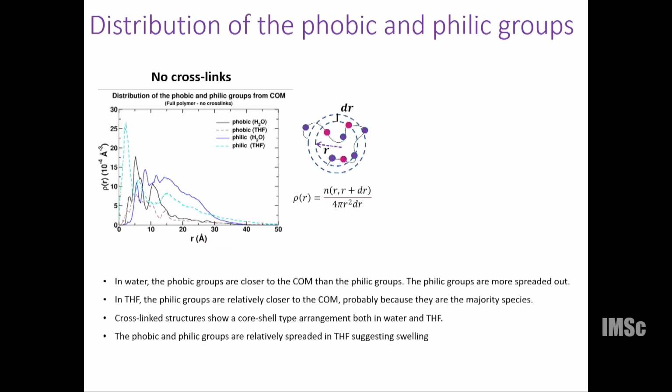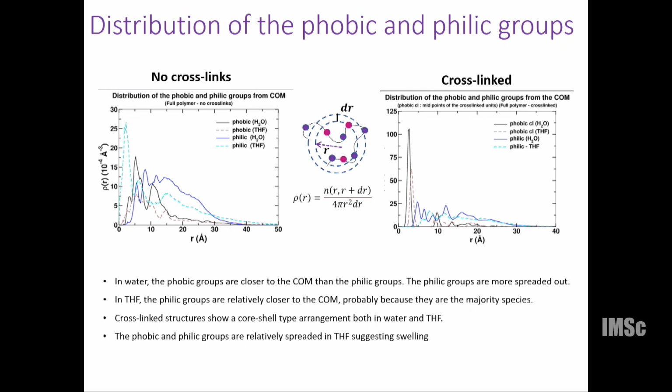So then we also try to look at what is the distribution of these hydrophilic and hydrophobic monomers from the center of mass of the polymer chain. So you can see that the hydrophilic groups are outside. I mean, in other words, you can say that the hydrophilic and hydrophobic groups are forming core-shell kind of architecture, because you see the density of these hydrophobic groups is more at the center of mass in both, what should I say, in both water as well as THF.